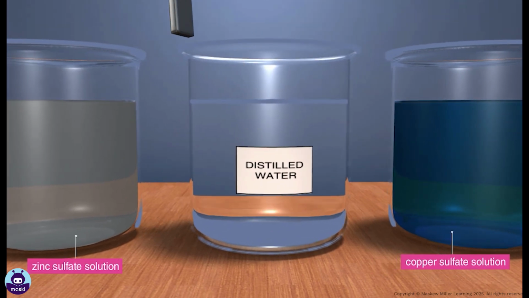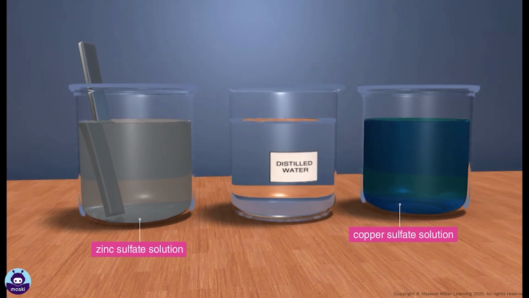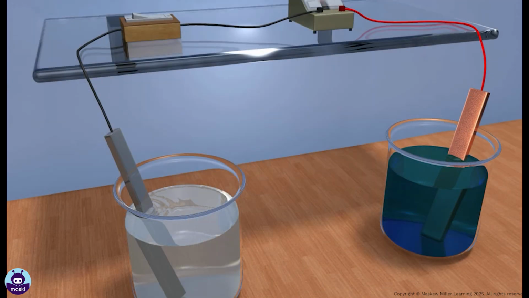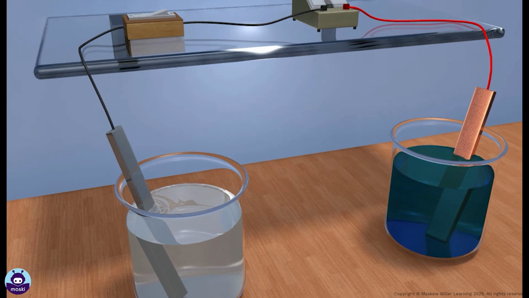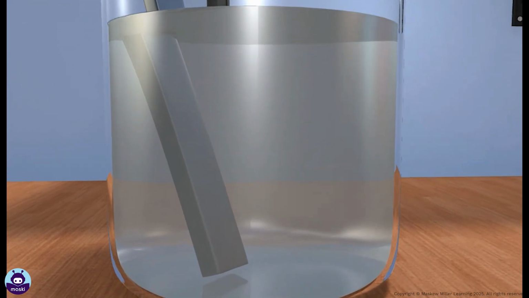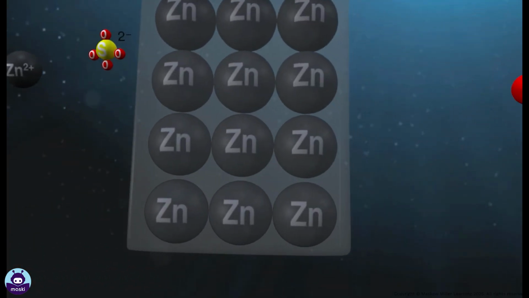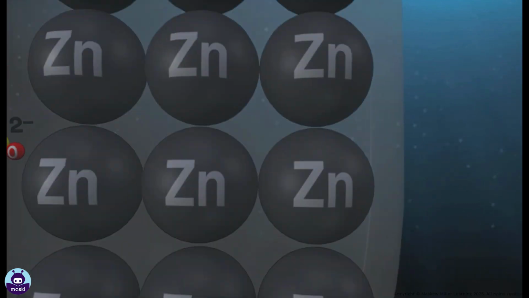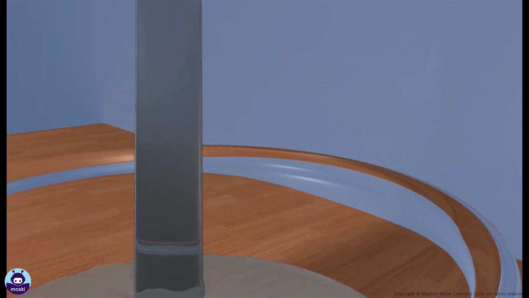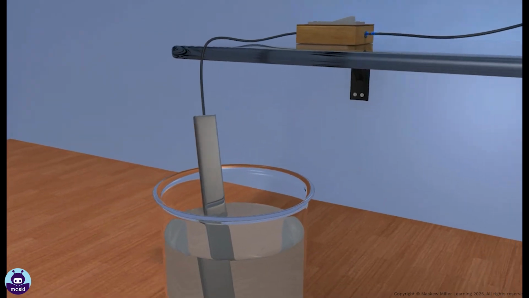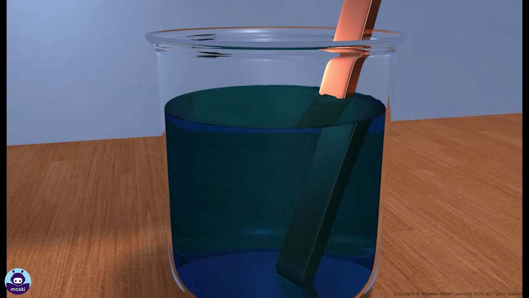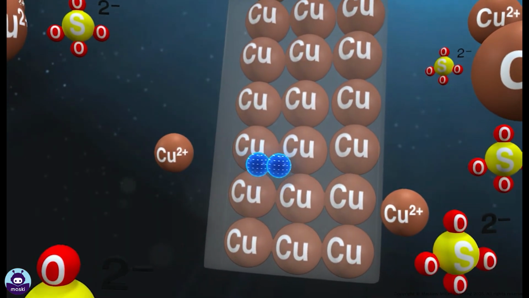The zinc rod is placed in a zinc sulfate solution in a beaker. We also take copper sulfate solution in another beaker and place a copper rod in it. The two rods are connected by a conducting wire to form an external circuit. We would expect the electrons lost by a zinc metal atom from the zinc rod to flow through the wire and reach the other end, where a copper ion in solution accepts the same electrons and forms an atom of copper.